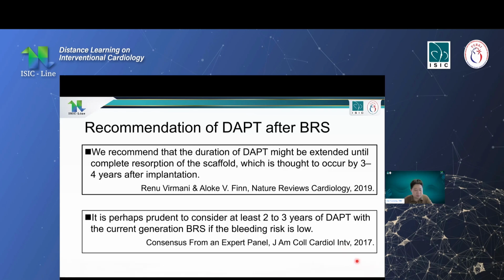And these are the main recommendations of DAPT after BRS, including recommending the duration of DAPT to be extended until complete resorption of the scaffold, which is thought to occur by 3 to 4 years after implantation. And it is perhaps prudent to consider at least 2 to 3 years of DAPT with the current generation of BRS if the bleeding risk is low.